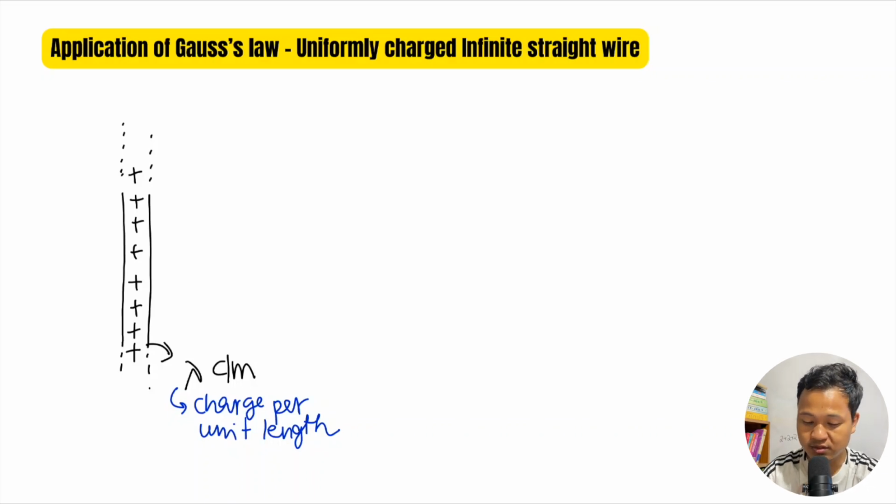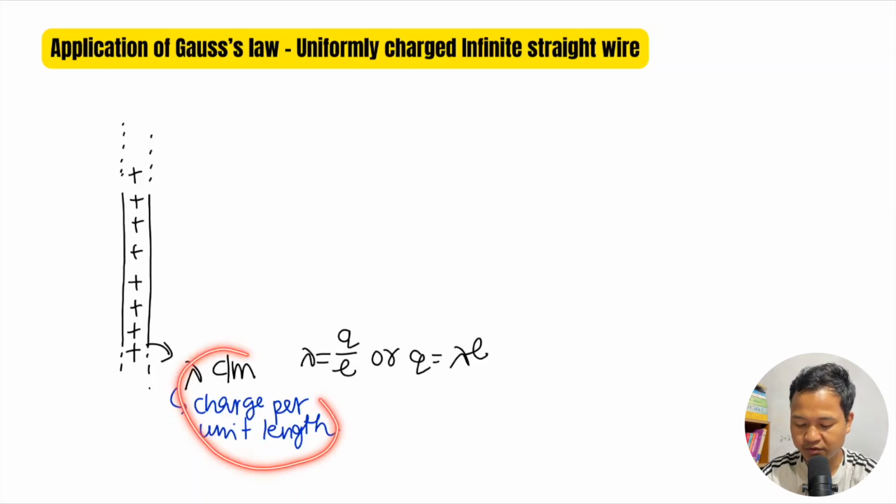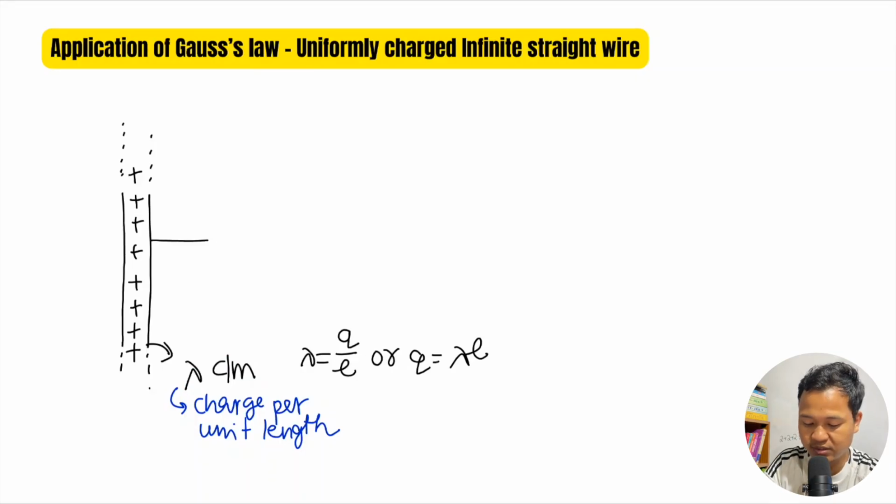So the charge per unit length, lambda, is equal to charge divided by L, or charge equals lambda into L. So the charge distribution per unit length is lambda. We have to find the electric field at a point. Let's say R is the distance to point P here.